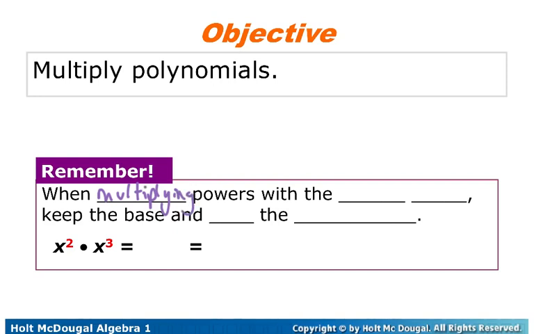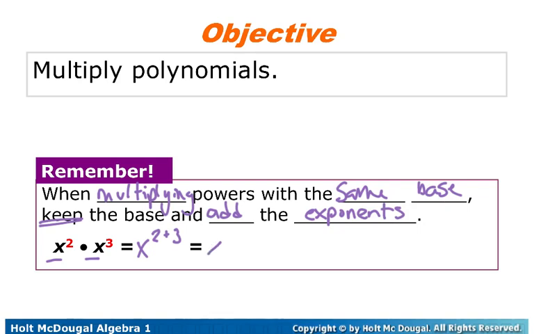powers with the same base, meaning that the variable is the same, so looking here, x and x, keep the base and add the exponents. So we keep the base the same, and then we add the exponents. And so that means that we're going to end up with x to the 2 plus 3, and then that means that it's x to the 5.